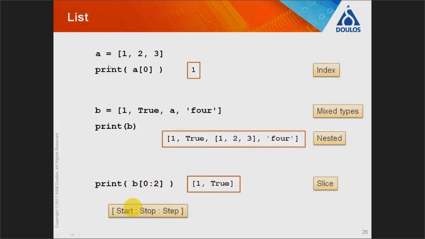We can also build slices of lists, which can be very convenient. So a slice actually picks out multiple values from the list, and the index of a slice is analogous to the index of the range function. We have a start value, a stop value, and a step value. So the slice B0:2 is going to pick out two elements from the list B, the first element and the second element, the element at index 0 and index 1, which is of course 1, true.